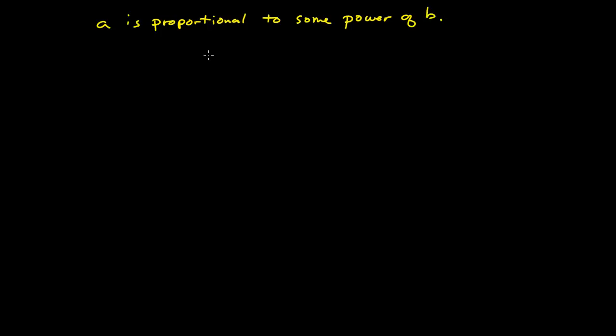And so what does this mean? Well, this means that A is proportional to B to some power n. And now let's just consider situations where n is greater than 0. So this means that A can be written as some constant times B to the n. C, again, is constant.